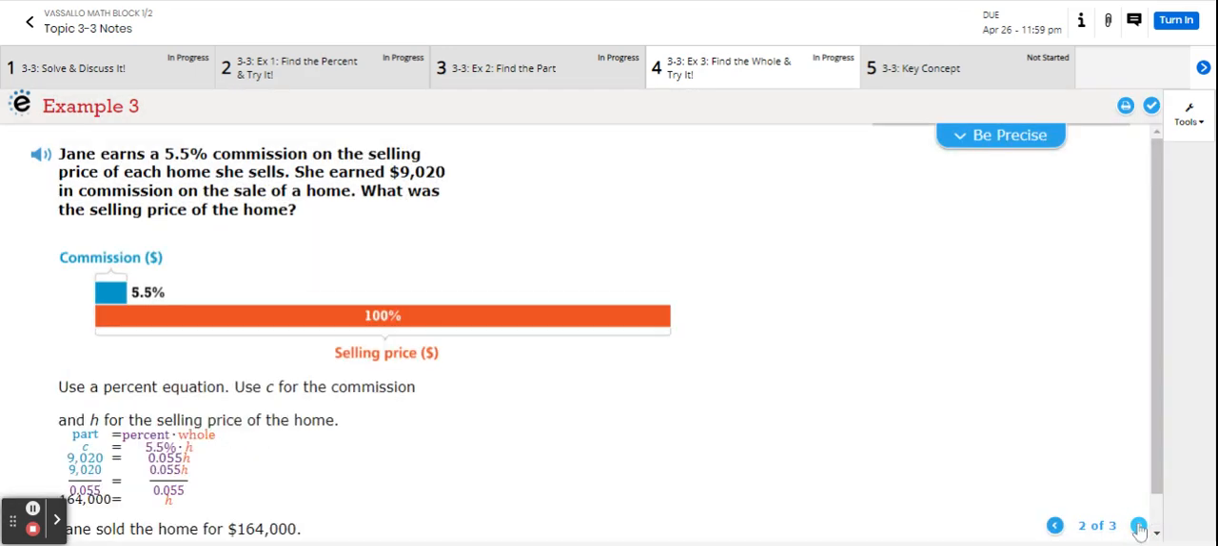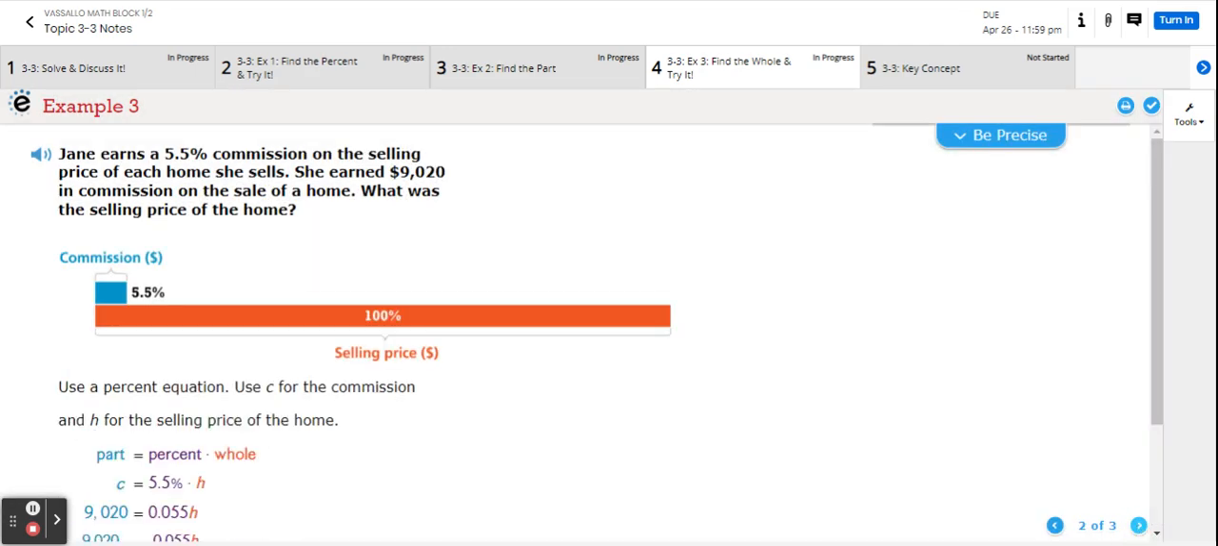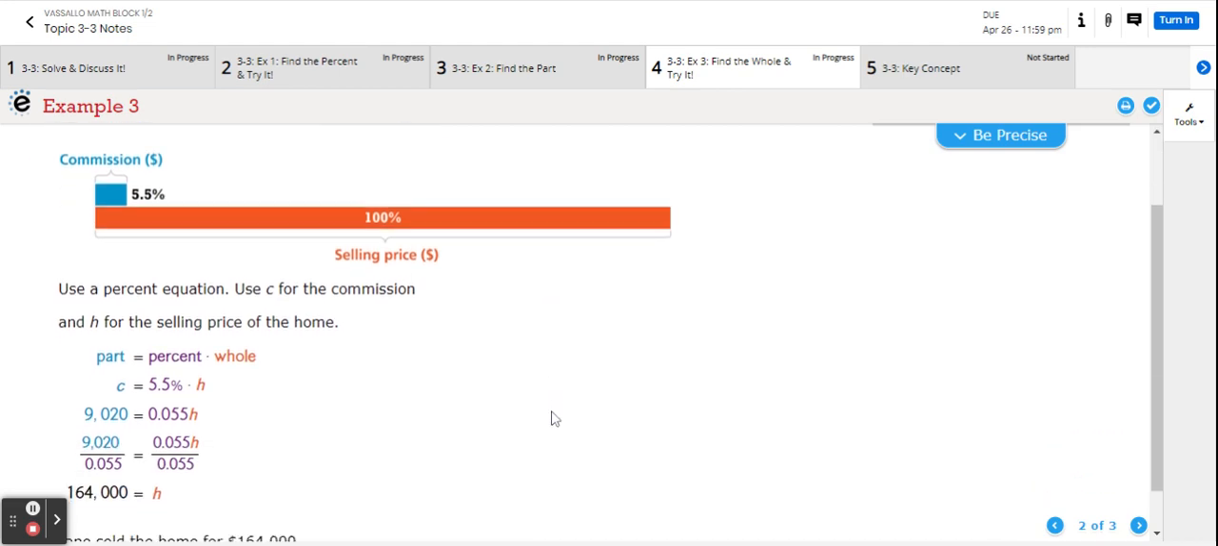So first thing we know is that the 5.5 is the percent. So we know what that is going to be within our equation. And we have to also know that the $9,020 is the part. It is not the whole thing. We're trying to find the whole thing. So we have our commission is going to be the part. We know what our percent is, and we know that the selling price is the whole thing.